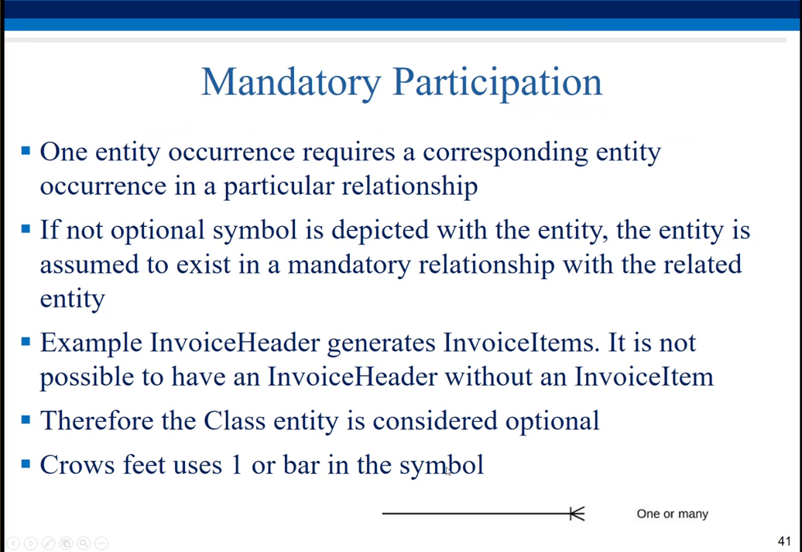Mandatory participation, again, notice that that means you have to have at least one. So the entity occurrence requires a corresponding entity occurrence in a particular relationship. If it's not optional, you can see that it's in here with the little 0. Example, an invoice header generates invoice items. You cannot have an invoice header without invoice line items. So we kind of talked about two different things at the same time there.